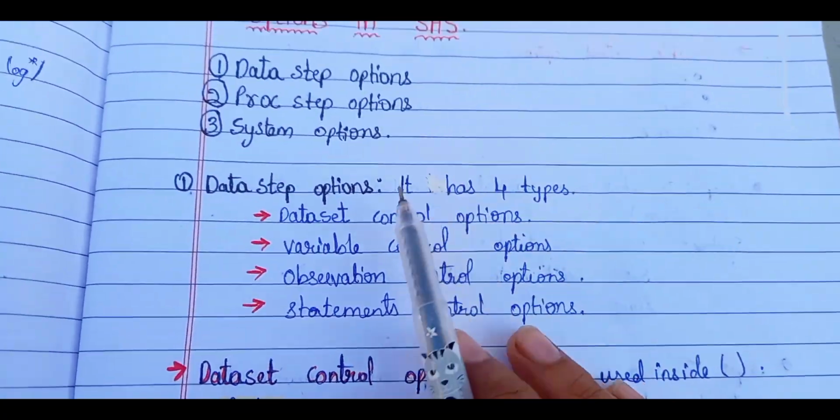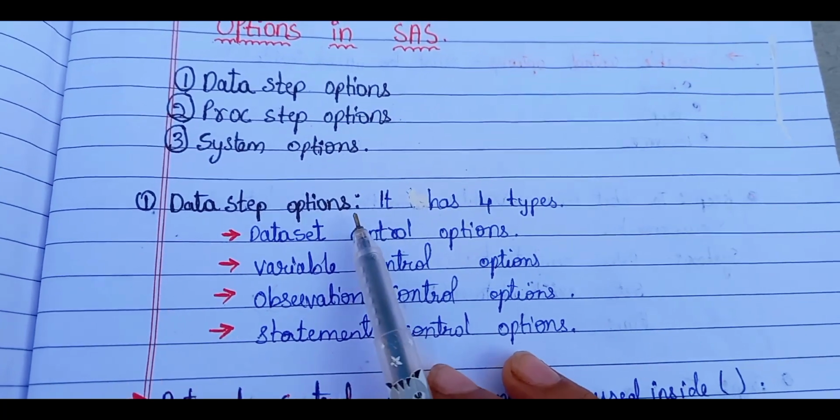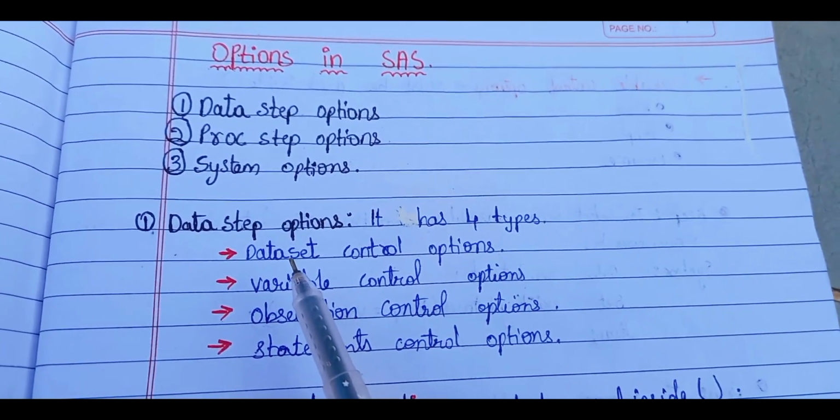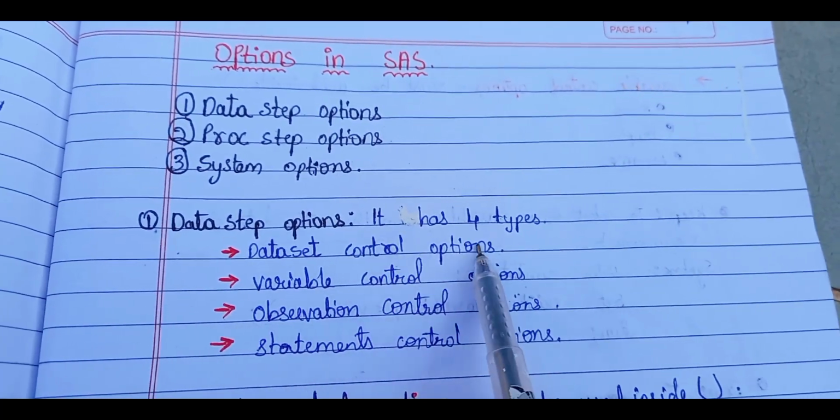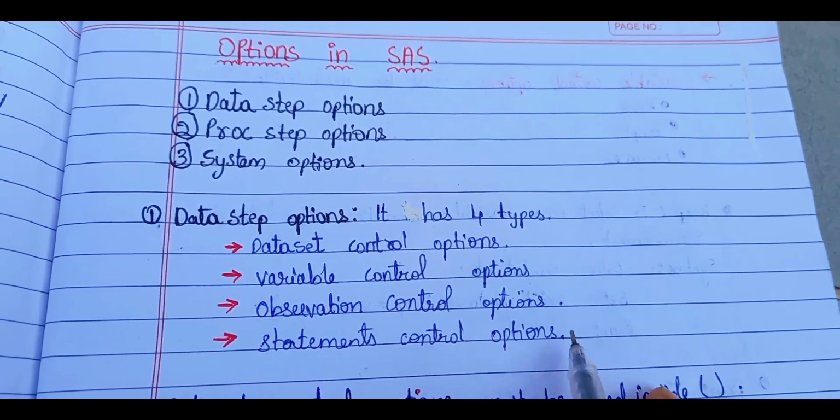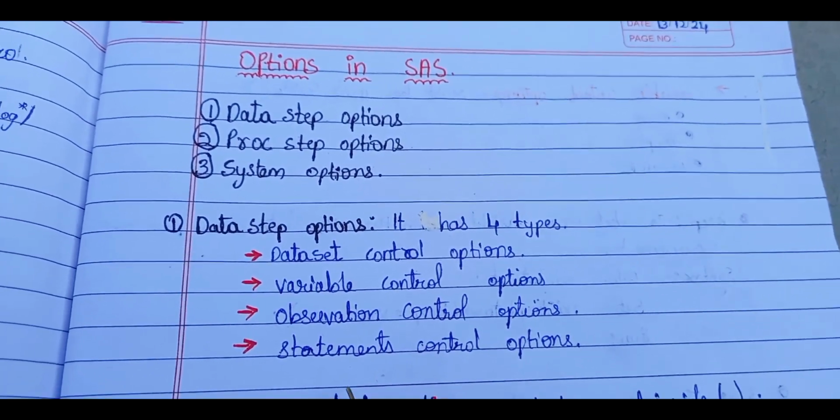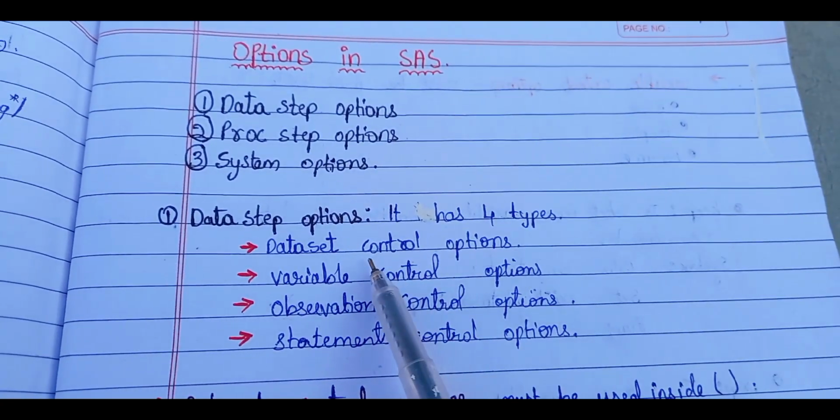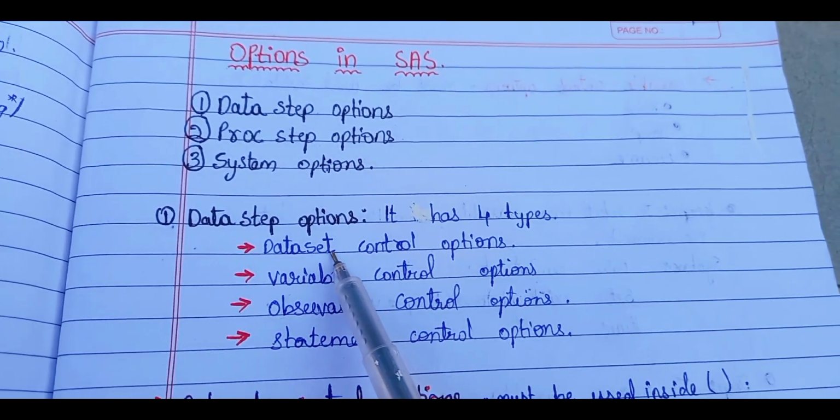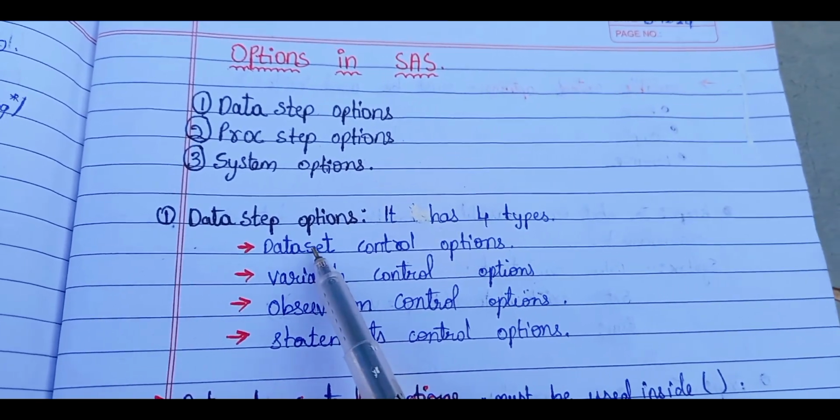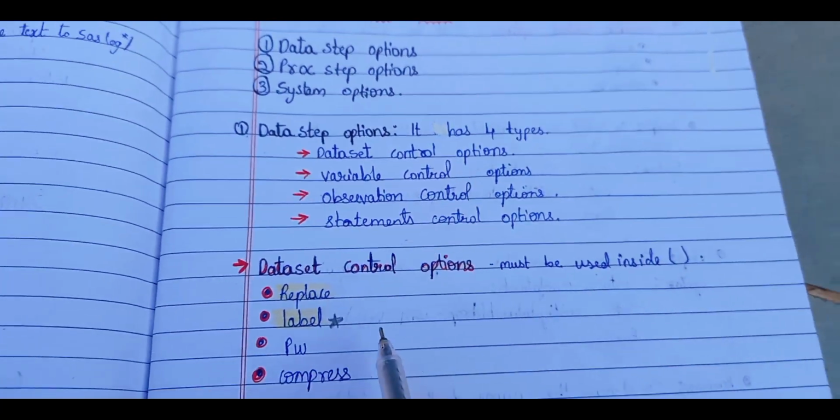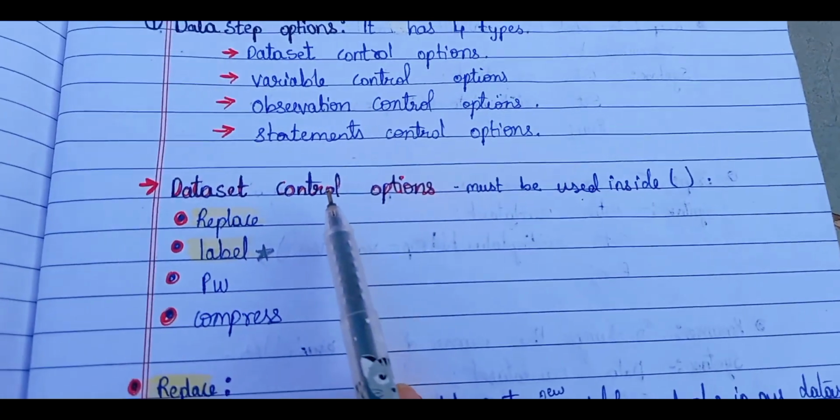So the data step options are subcategorized into 4 options: data set control options, variable control options, observation control options, statement control options. Clear? First we will talk about data set control options. A data set is nothing but a combination of rows and columns, right?